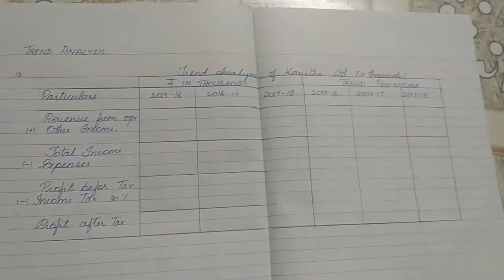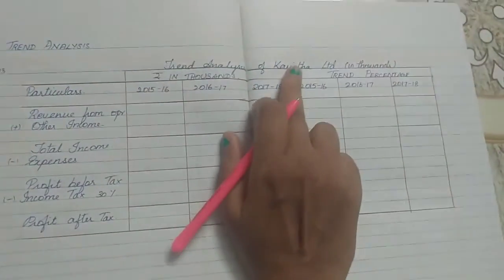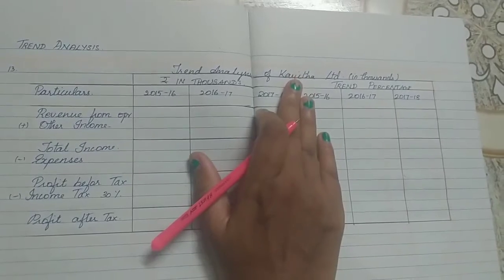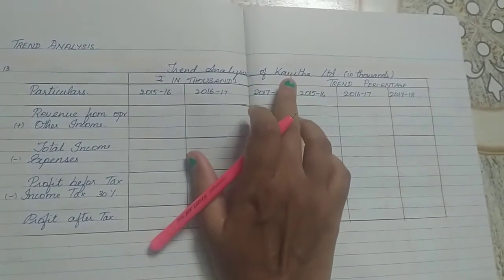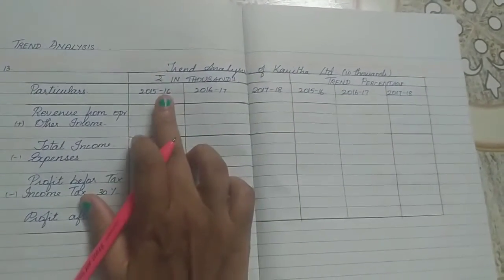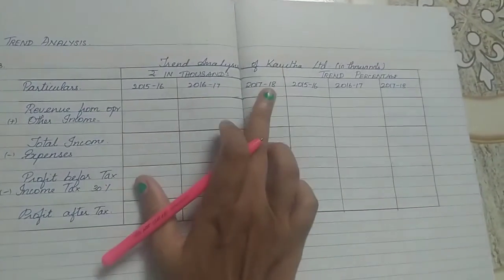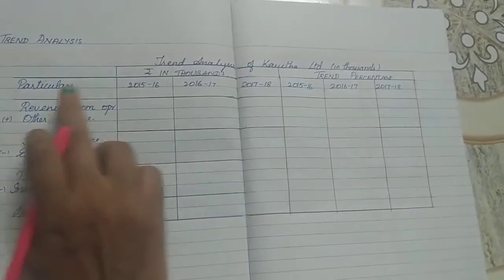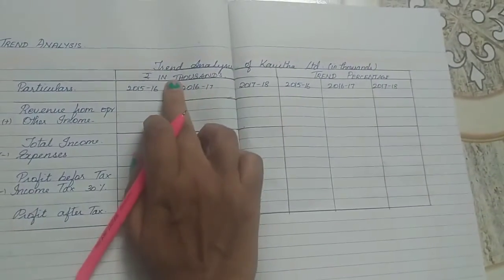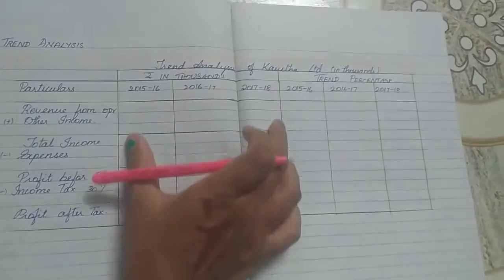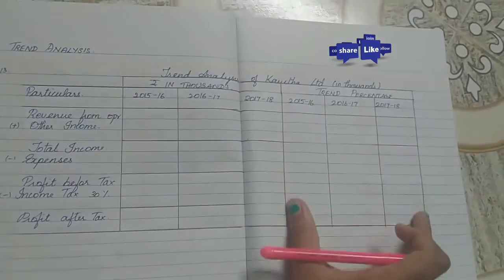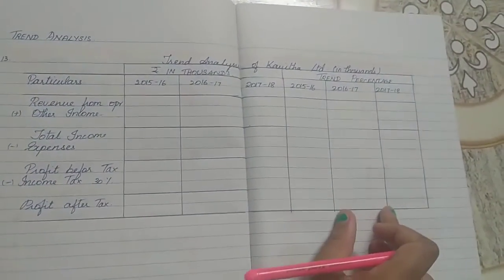This video explains the trend analysis of Kavita Limited. Trend analysis means there will be more than 2 years of analysis to be done. So we have 2015-16, 16-17, 17-18. The format of trend analysis is very simple. Particulars. Here you have to enter the amounts for the 3 years, and these 3 columns will be for the trend percentage for the 3 years.